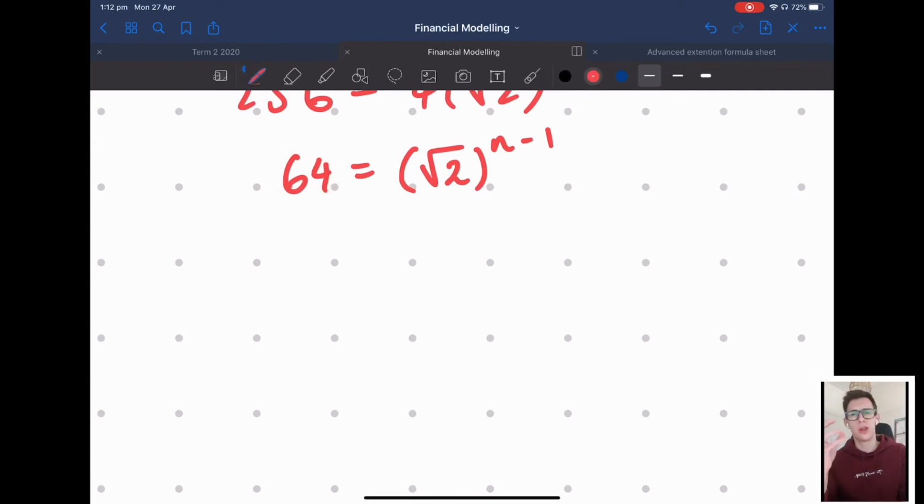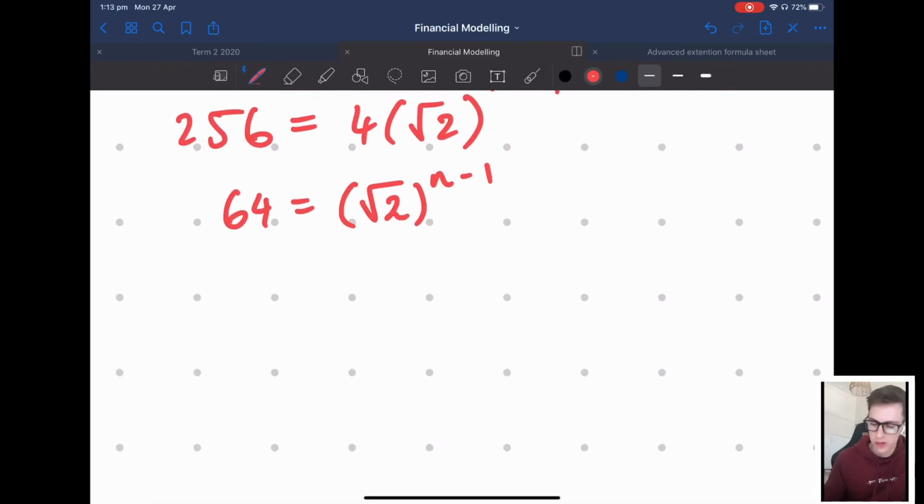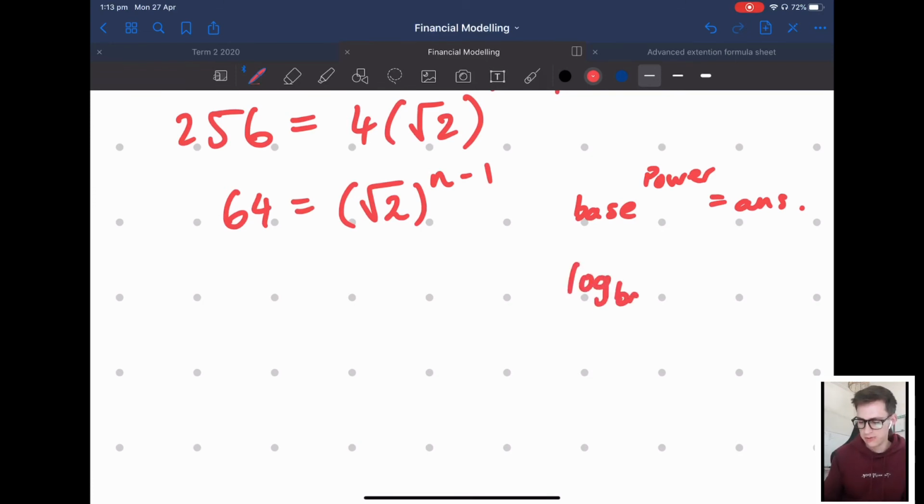Now, if you're ever stuck with your unknown, your pronumeral as the power, we can use logs and exponentials and their relationship to rewrite this so that the power is the answer or the subject of the equation. Where you have a base with a power and you get the answer, we can rewrite this as log of that base, where the answer is what's usually in brackets, and that's going to give an answer of that power.